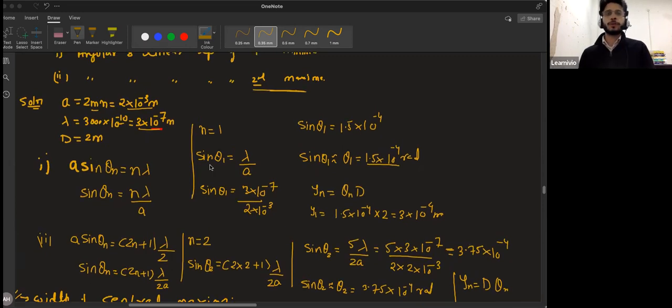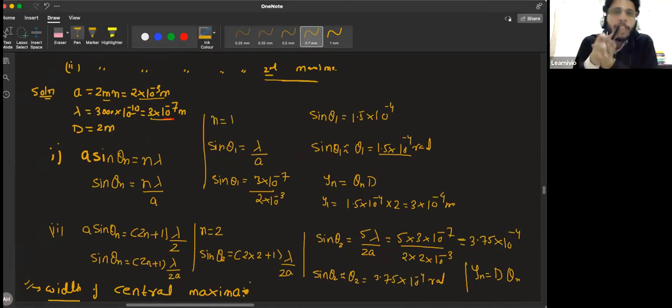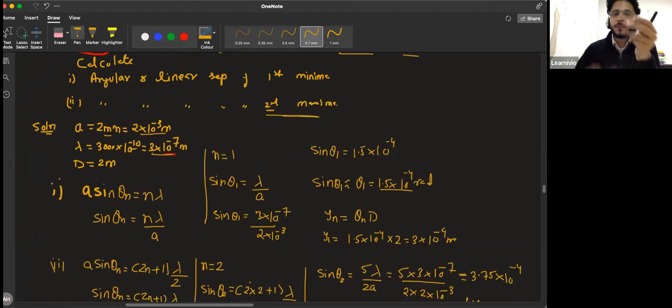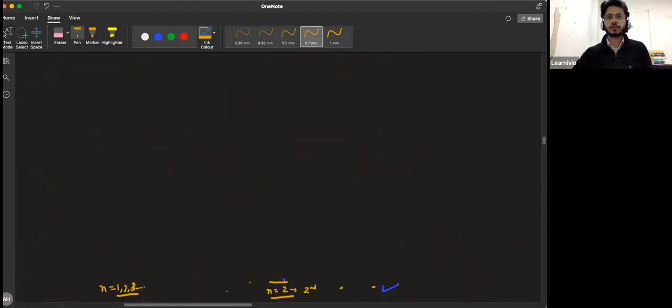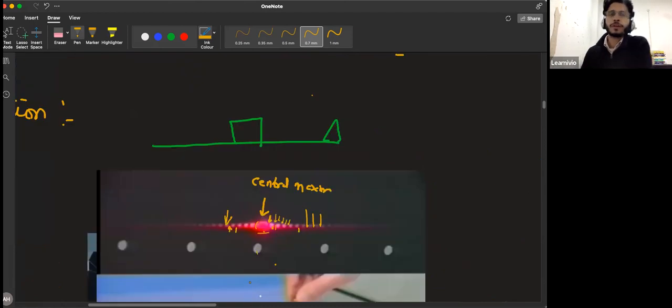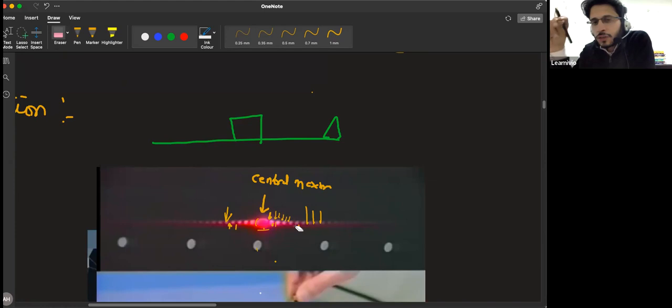Okay, the next topic is the width of central maxima. See, in interference, we calculate the width of all maxima and all minima. But in diffraction, the width of maxima decreases. It's not fixed. If you look at this picture, this is a real experiment. If you look at this diagram very carefully, this is the central maxima, it's very wide. Then after the central maxima, for other maxima, the width is gradually decreasing. So in diffraction, the width of all maxima is not fixed.